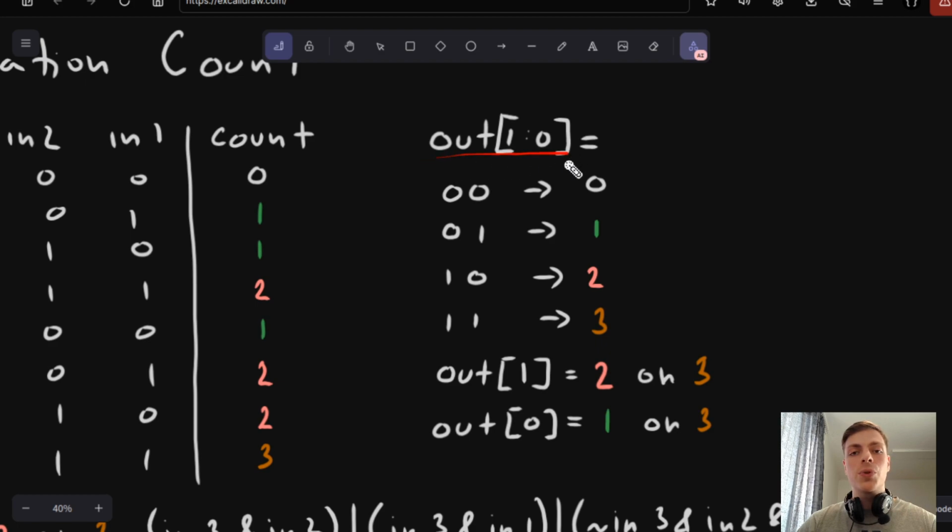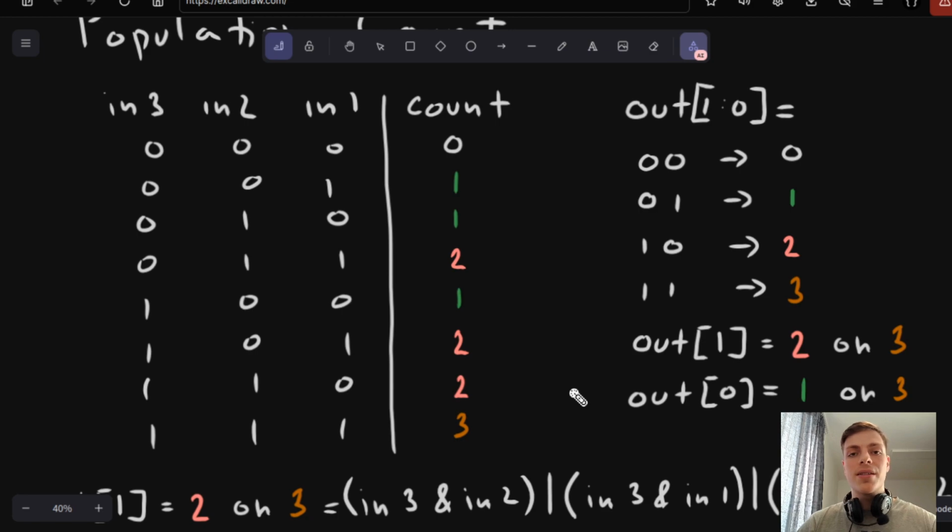Let's look at the output. Our output will have 2 bits and it will represent the binary number of the count. So it can have values 0, 1, 2, and 3. And we can see that out1, that's this bit, is equal to 1 if there are 2 bits equal to 1 or 3 bits equal to 1 in the input vector. So we can write this out1 as 2 or 3, and out0 is equal to 1 when there is 1 bit in the input vector or there are 3 bits in the input vector. So we can write out0 as 1 or 3.